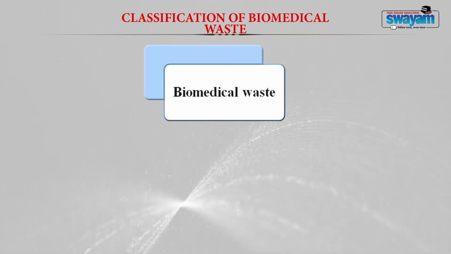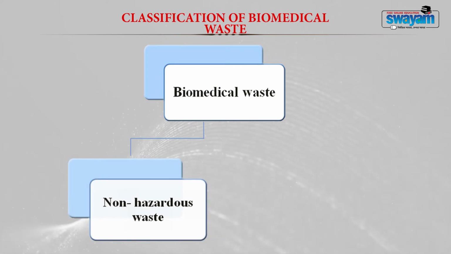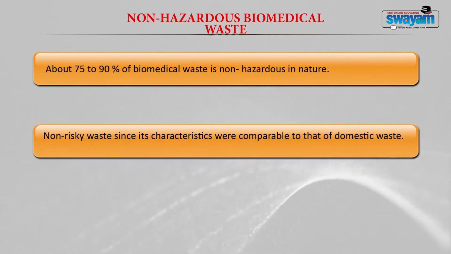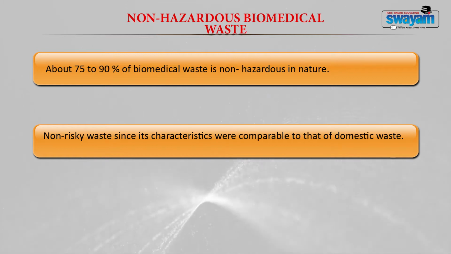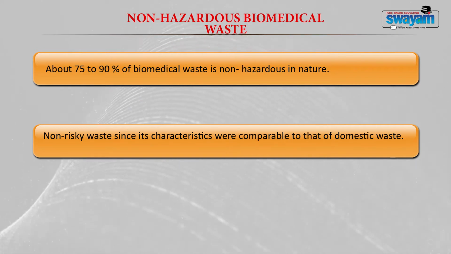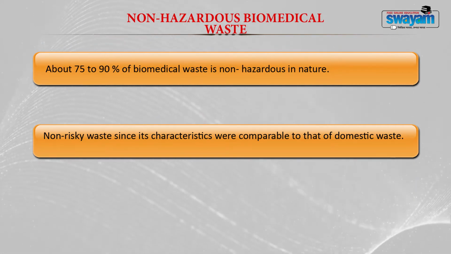Classification of biomedical waste. Biomedical wastes are classified into two categories: non-hazardous waste and hazardous waste. What comes under non-hazardous? Whatever waste does not have any toxicity or infectivity is categorized under non-hazardous waste. About 75 to 90% of biomedical waste is generally non-hazardous in nature. As the name suggests, it is not risky when you compare it with domestic waste, and it also has similar characteristics to domestic waste.